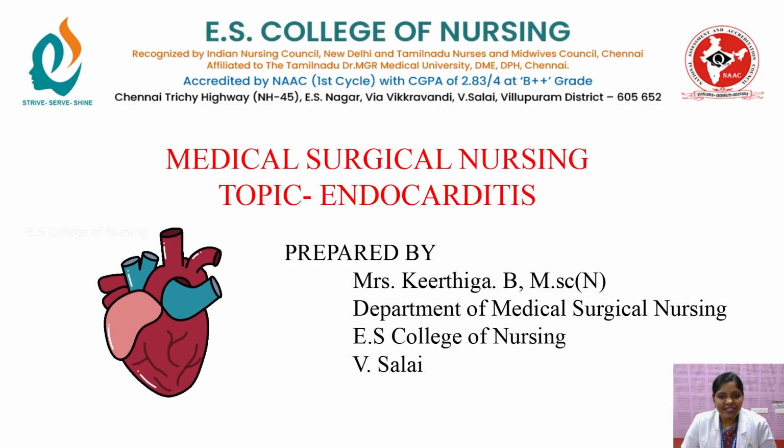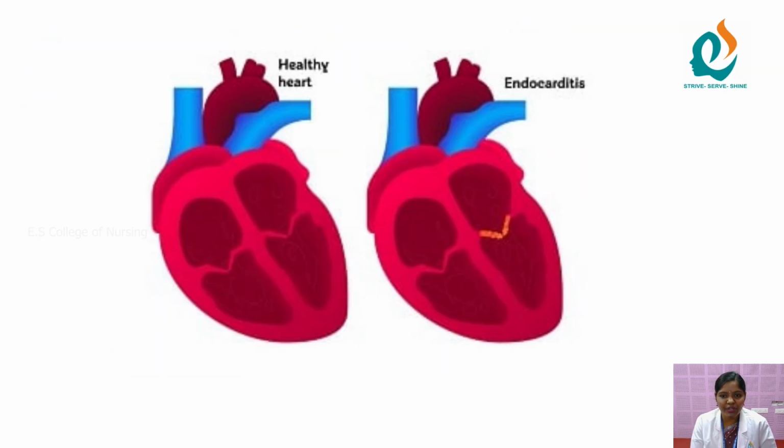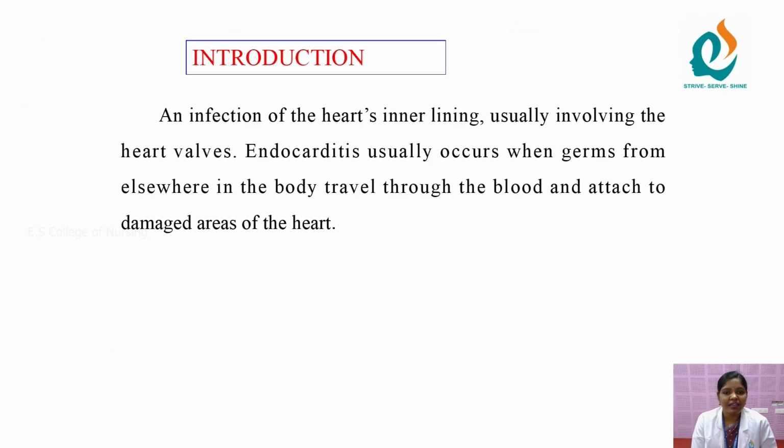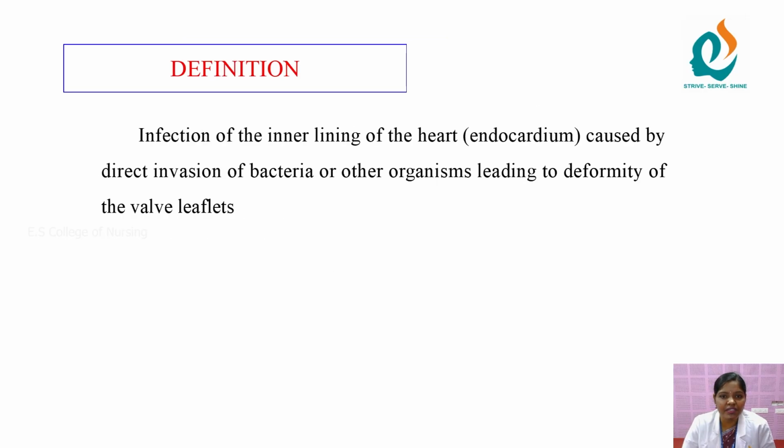Now I start my presentation. The topic is endocarditis. So what is meant by endocarditis? It is an infection of the inner lining of the heart, usually involving the heart valves. Endocarditis usually occurs when germs from elsewhere in the body travel through the blood and attach to a damaged area of the heart. Now we move on to the definition.